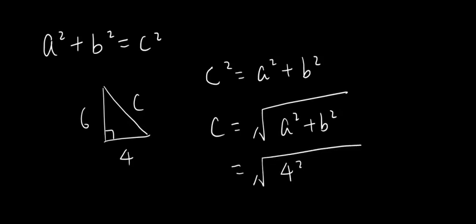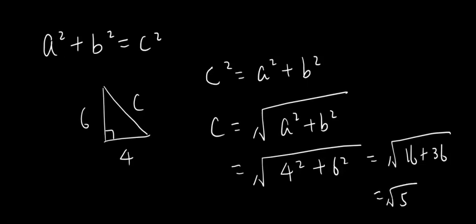I have 4 squared plus 6 squared. 4 squared is 16, 6 squared is 36. So this gives us a square root of 52. Wait a minute, we can simplify 52. 52 divided by 2, that's 26, okay? 26 divided by 2, that's 13.